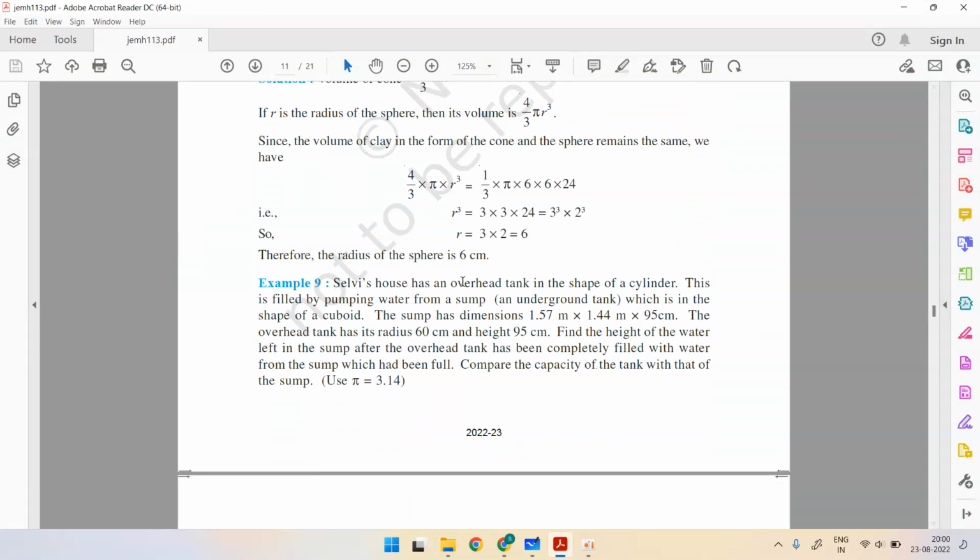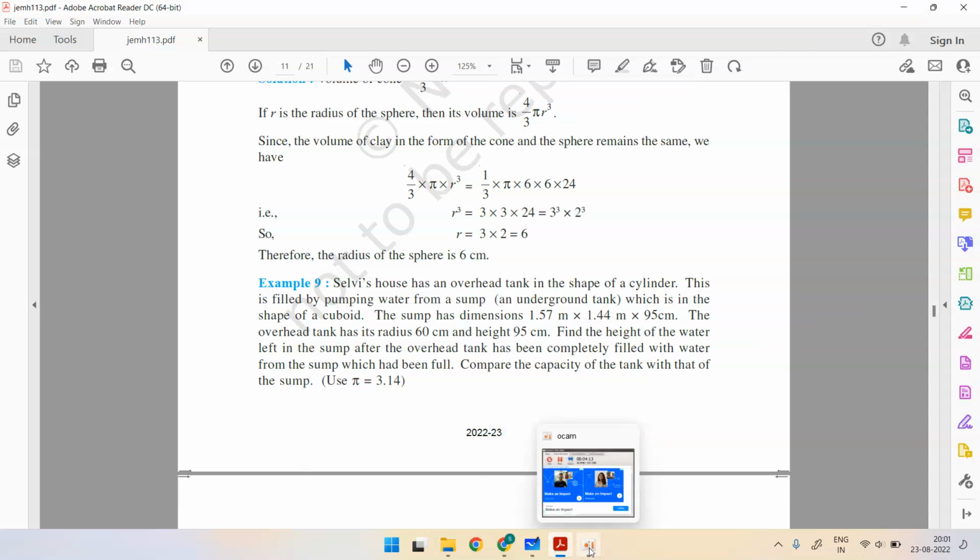Selvi's house has an overhead tank in the shape of a cylinder. It is filled by pumping water from a sump, an underground tank, which is in the shape of a cuboid. Overhead tank is a cylinder and underground tank is a cuboid. The sump has dimensions given, the overhead tank has radius and height given. Find the height of water left in the sump after the overhead tank has completely been filled.